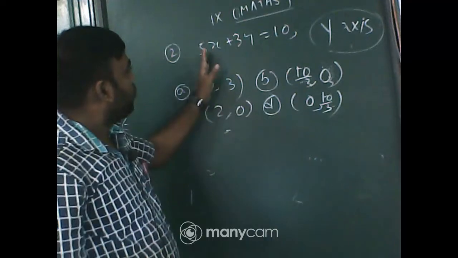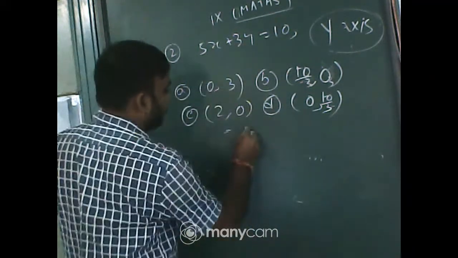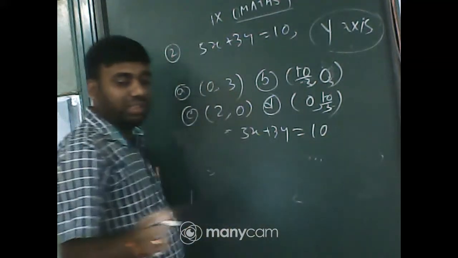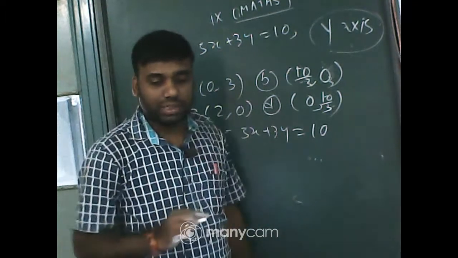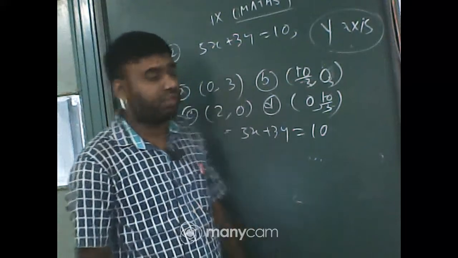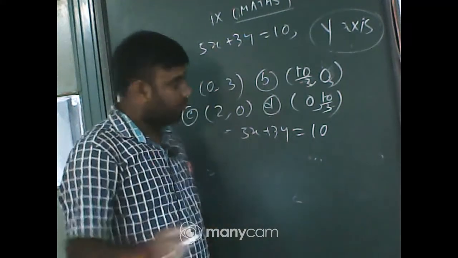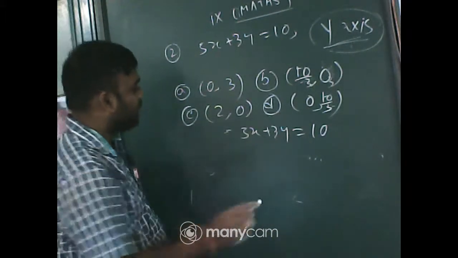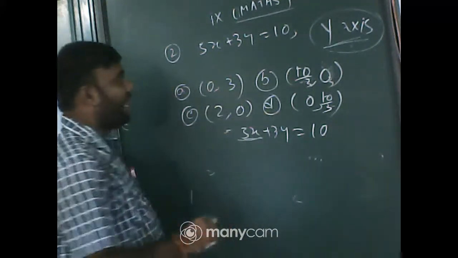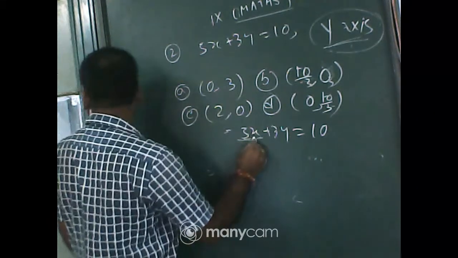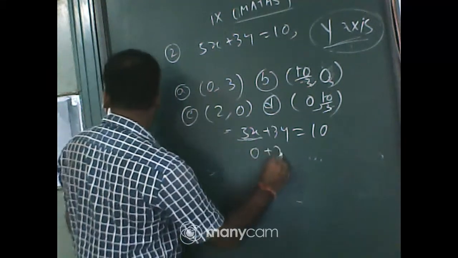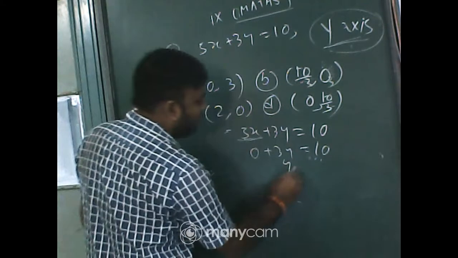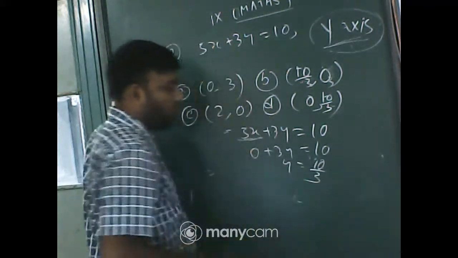First of all, students, 5x plus 3y equal to 10. I am writing here 5x plus 3y equal to 10. Today is the last MCQ class of linear equations. Next day I will discuss another chapter's MCQs. Which axis is it? That is the y-axis. So y-axis means you have to put 0 in place of x. So 5 into 0 is 0. 3y equal to 10, now y equals 10 by 3.